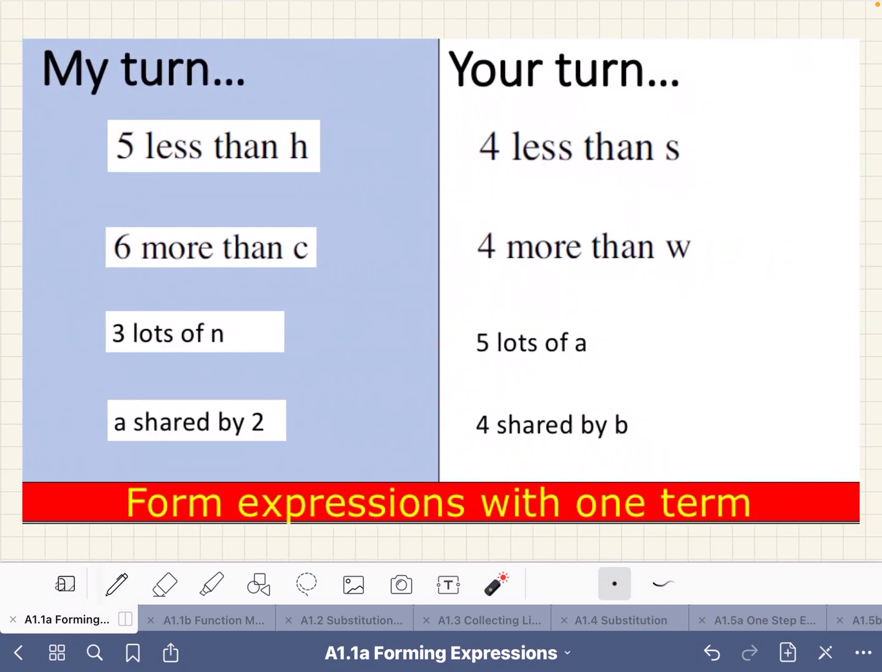If we look at this first question, we are given the letter H. I will write down H straight away. This word less than suggests I need to subtract. So that means I have H, I'm looking to subtract 5 from H. You try the your turn question, press pause while you try it.